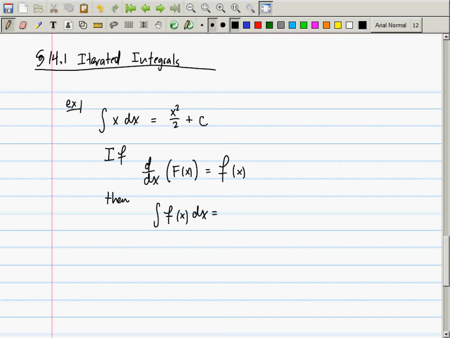You could say, okay, instead of saying the derivative of big F is little f, you could say the antiderivative of little f is big F plus a constant. Okay, so this kind of tells you how to go backwards and forwards between derivatives and antiderivatives.